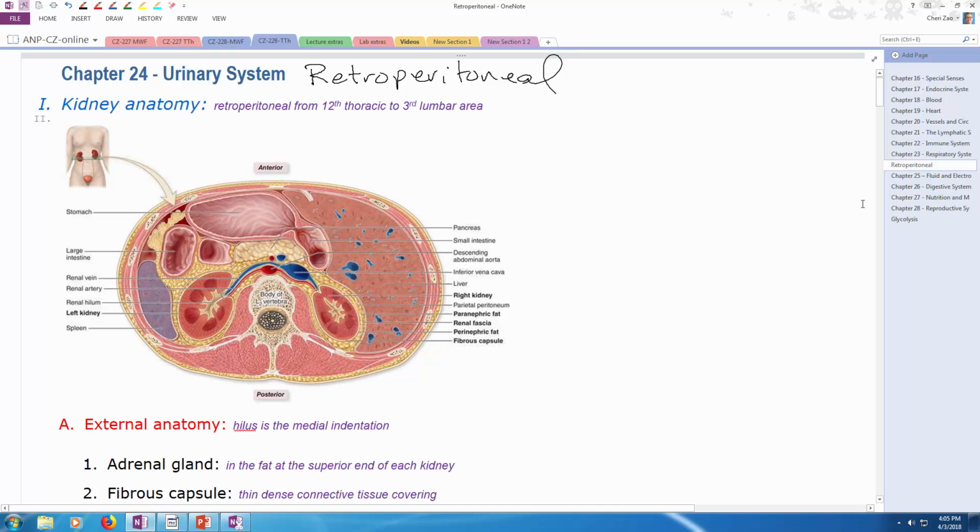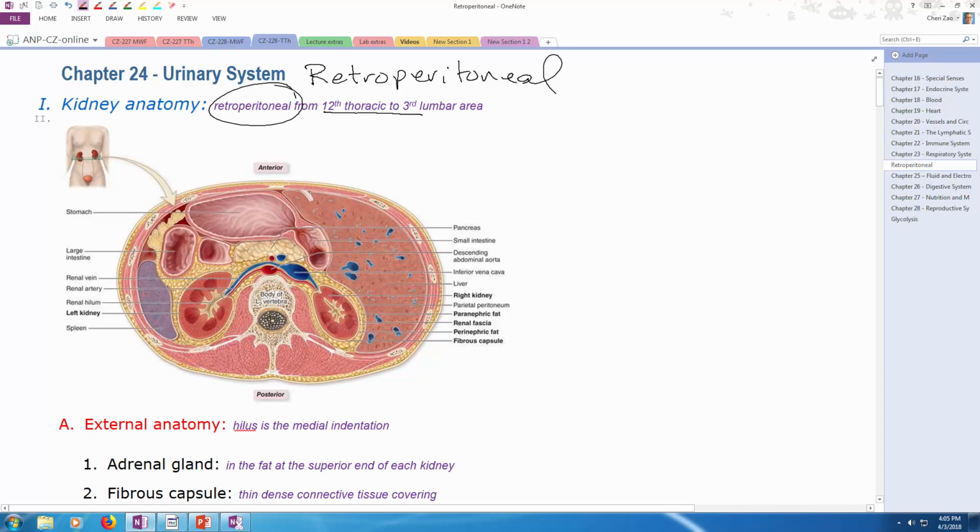Our kidney anatomy here says, again, retroperitoneal, reinforcing that everything is retroperitoneal. But our kidneys will be on the posterior wall of the abdomen, ranging from around the 12th thoracic vertebra to the 3rd lumbar vertebral area.